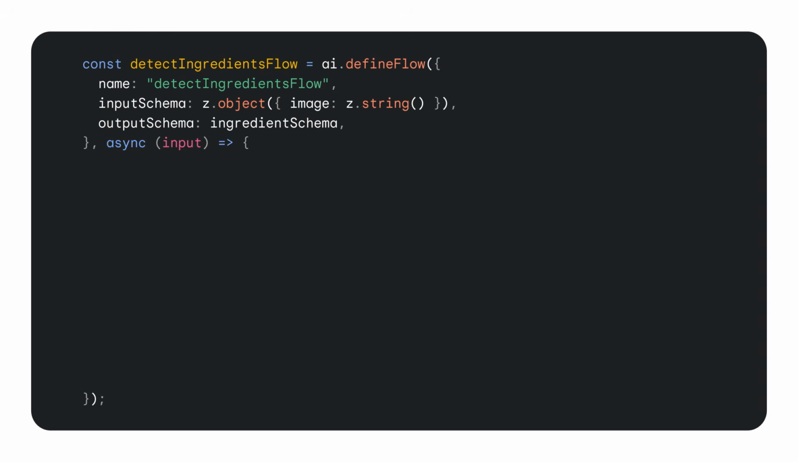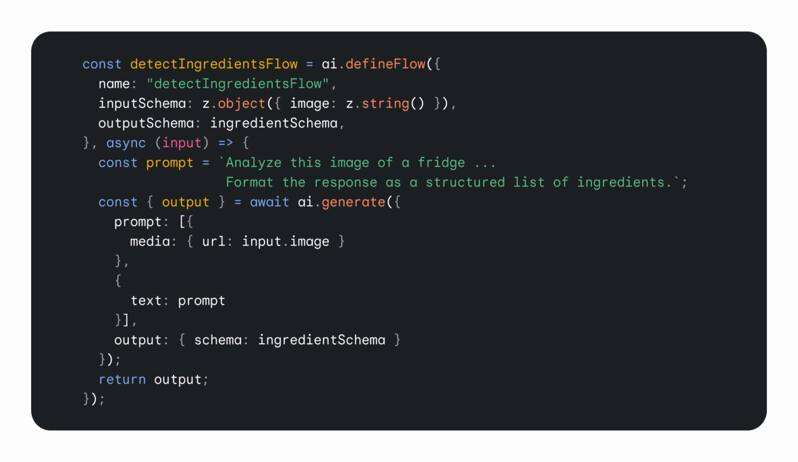Let's take a look at how you would implement the meal planning use case with Genkit. First, we create a Genkit flow. Then, we pass the user's input to the model, prompting it to detect which ingredients can be seen in the picture. By providing an output schema, we can tell Genkit to work with the model to return structured output, which will make it easier for us to further process the result.